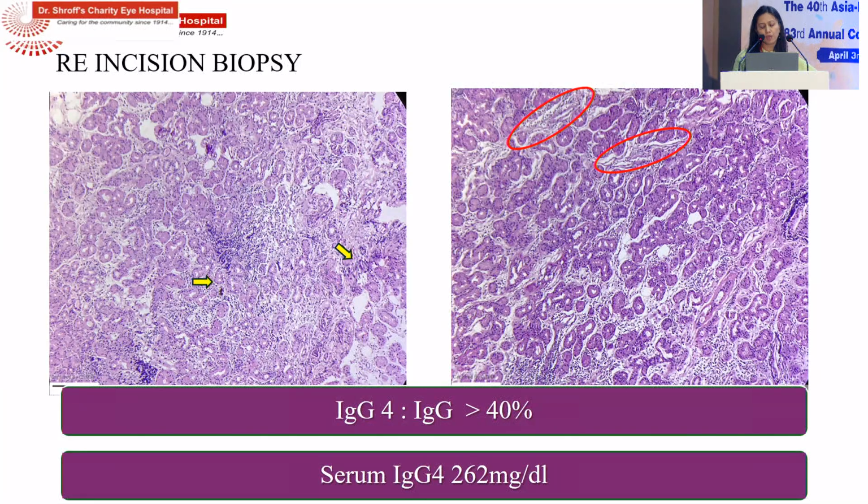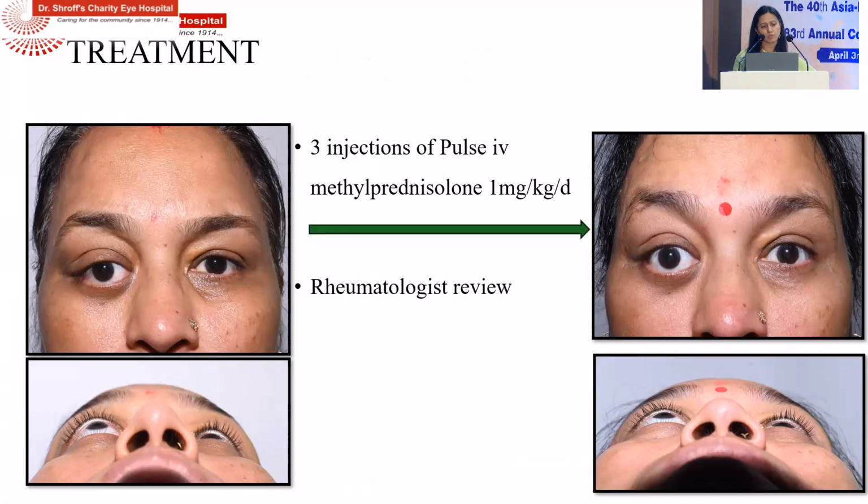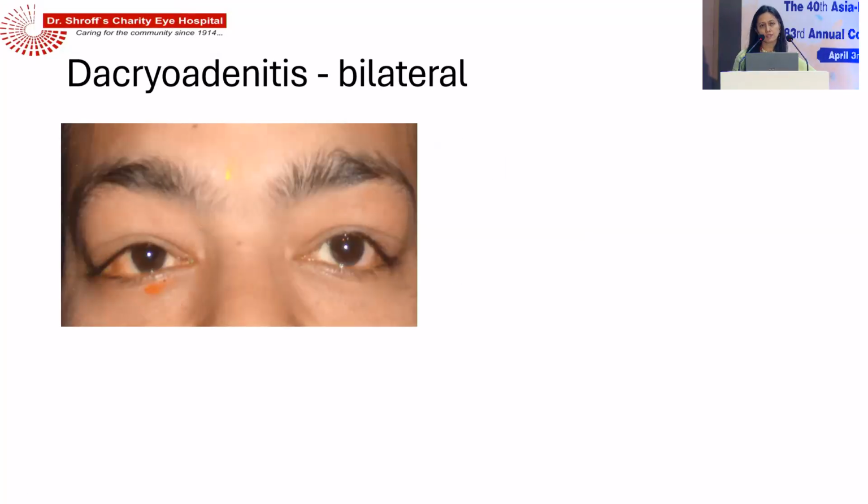So on the histopath, if the ratio of IgG4 positive plasma cells versus IgG is more than 40%, or if the serum IgG4 level is raised, then the diagnosis becomes an IgG4 related inflammation. There are very specific criteria and guidelines which are given for the diagnosis. Steroid remains again the mainstay of treatment, and many of them will need immunosuppressants also because these are chronic diseases, and sometimes surgical debulking also.